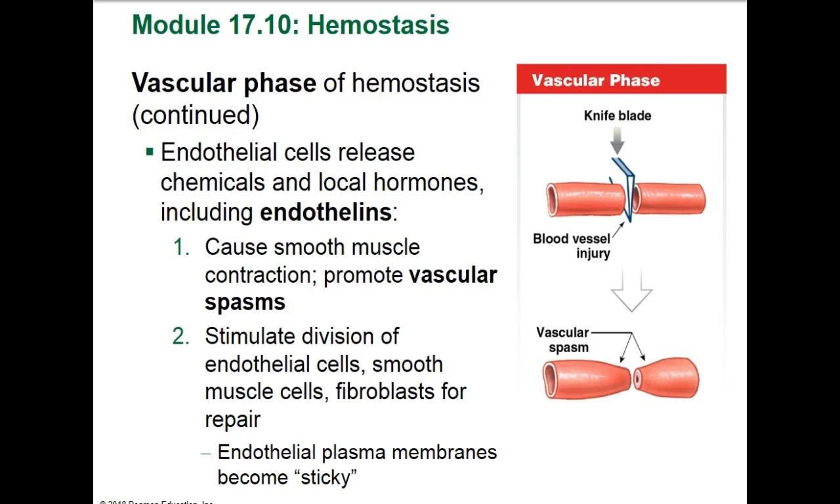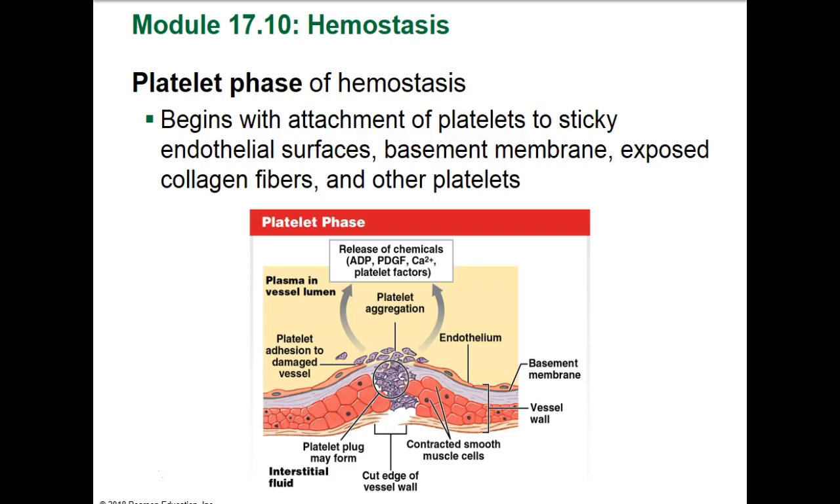Continuing with that, the endothelial cells then release chemicals and local hormones. They include the endothelins. This is what causes the smooth muscle contraction and promotes vascular spasms. It also stimulates the division of endothelial cells, smooth muscle cells, and fibroblasts for the repair mechanism. And this also causes the endothelial plasma membranes to become sticky, and that's important in the repair process. We'll talk more about repair processes in another chapter when we talk about the inflammatory response.